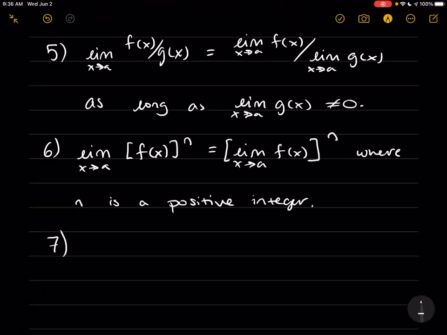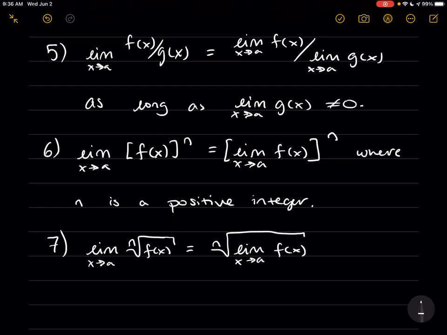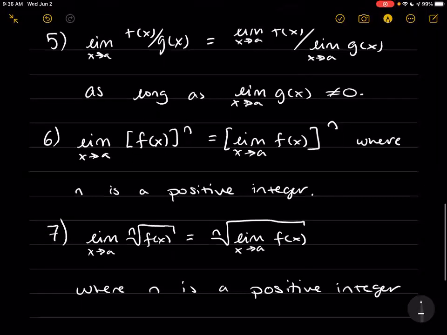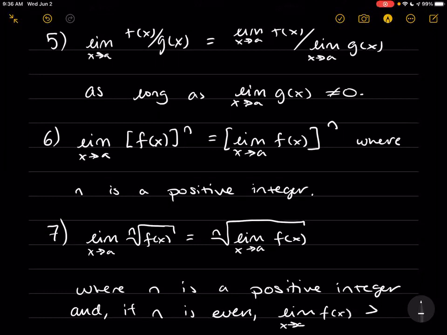Lastly, number 7 says that if you have the limit as x goes to a, the nth root of f of x, that's going to be equal to the nth root of the limit as x goes to a of f of x. And this is where n is a positive integer. And if n is even, the limit as x approaches a of f of x is greater than or equal to 0.